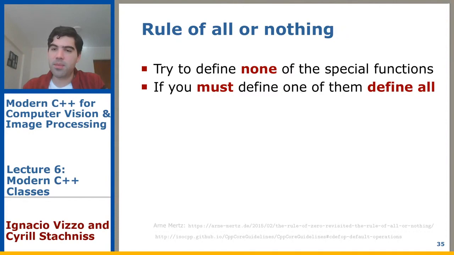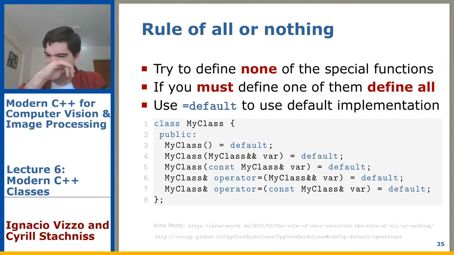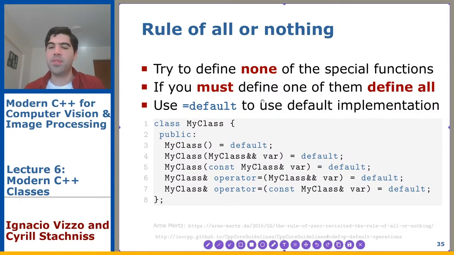If you want to, for example, just define the destructor, and you don't want to write the implementation for the other 5 special functions, then you just write equals default, and this tells the compiler, okay, compiler, just use the one you were expecting to use. I trust you. So this is how you should use it.